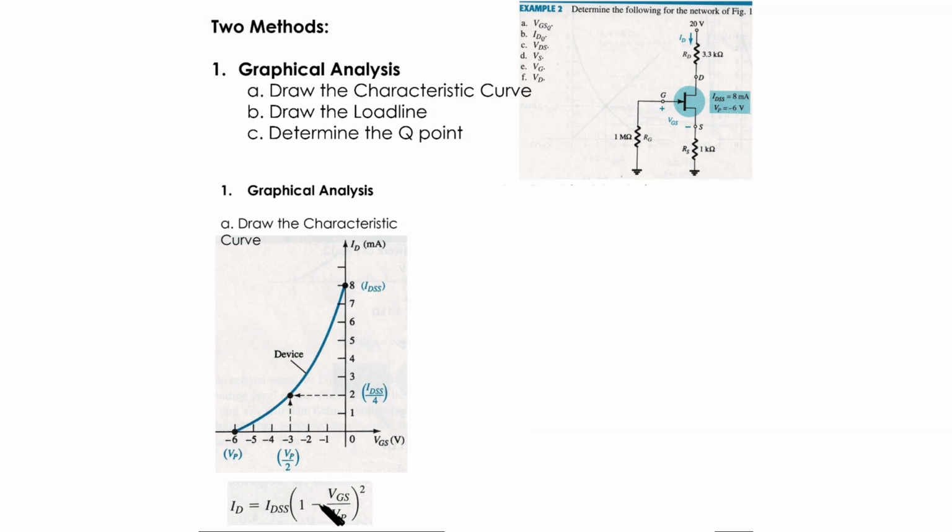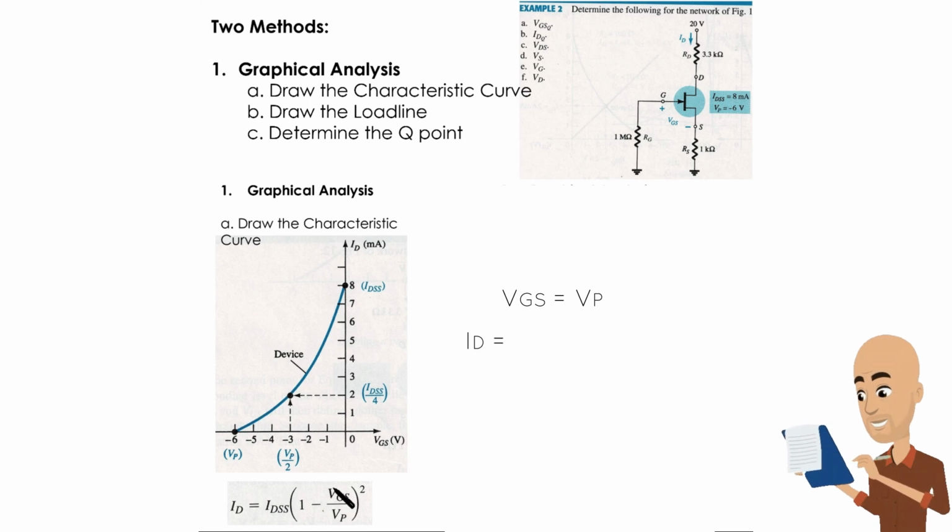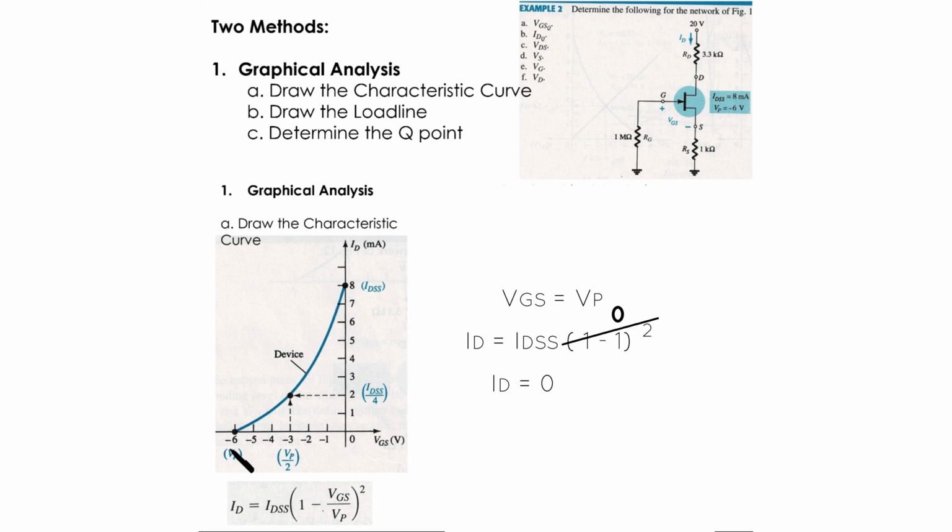How about if VGS is equal to VP? Then VP over VP will be equal to 1. 1 minus 1 will be equal to 0. Then ID therefore will be equal to 0. So when VGS is equal to VP, which is equal to negative 6, then our ID is equal to 0. That's why we have this point. We have 2 points now: when VGS is equal to 0, ID is equal to IDSS, and when VGS is equal to VP, ID is equal to 0. However, we cannot use that to draw a curve. So we need at least 3 points to have a curve.